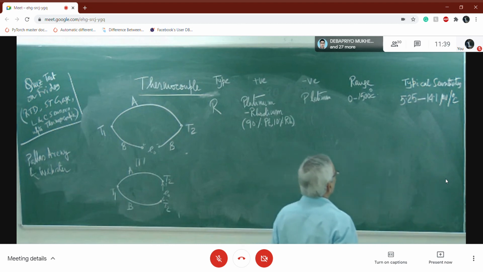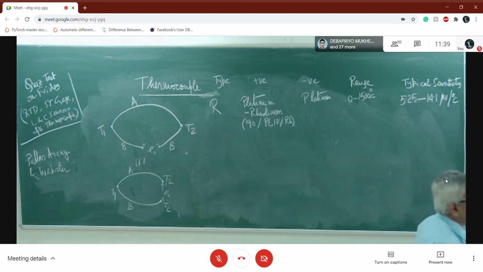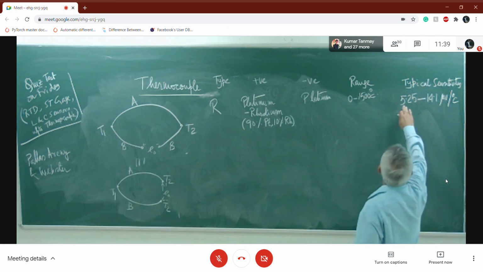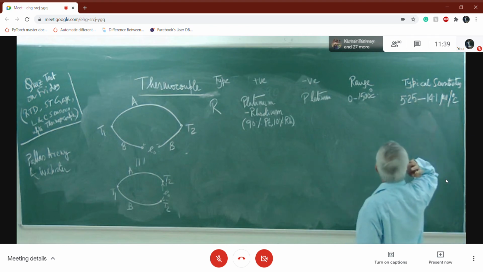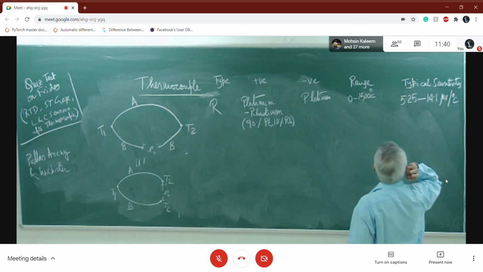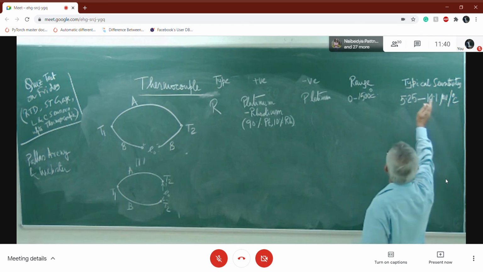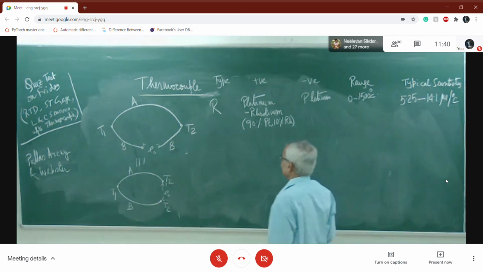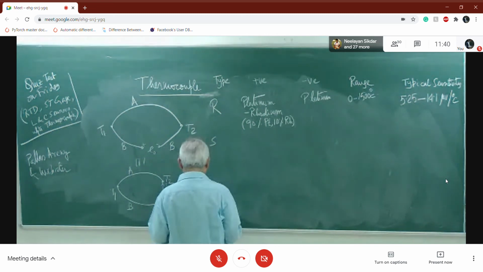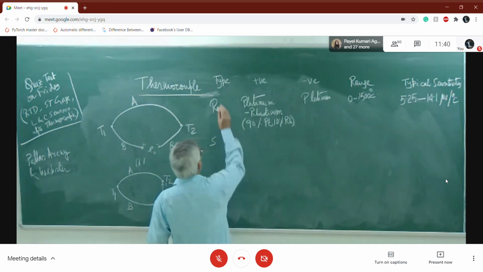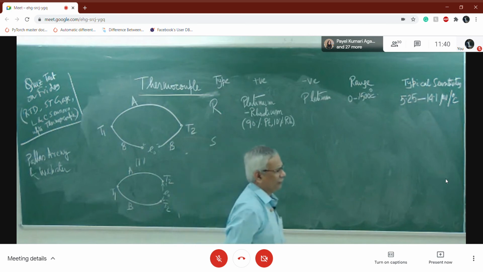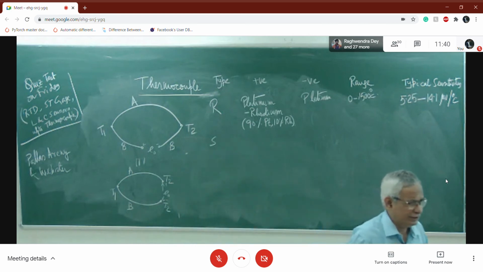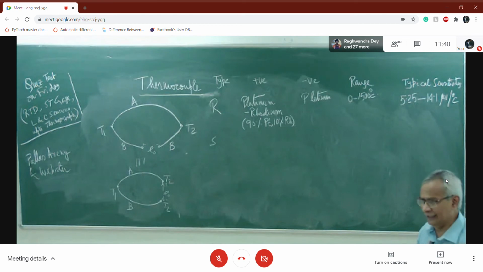So what does it mean? This 5.25 to 14.1 means the sensitivity varies from temperature to temperature, but in the overall range of 0 to 1500 it may vary from 5.25 to 14.1. So naturally we need to calibrate it properly and take care of the fact that it has a non-linear characteristic. Similarly, there is another one, type S. Actually, this is the commercial name we give it: type R, S, T, J, K, like this.